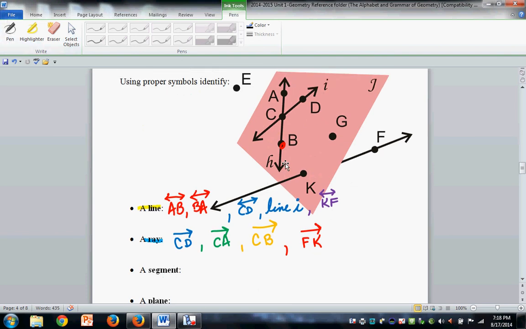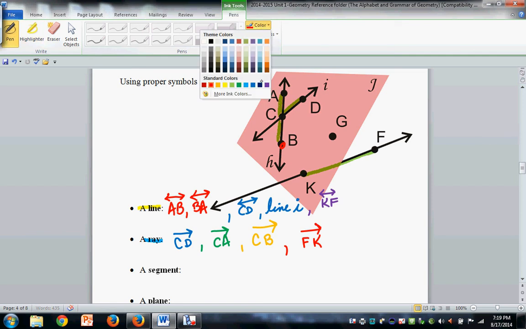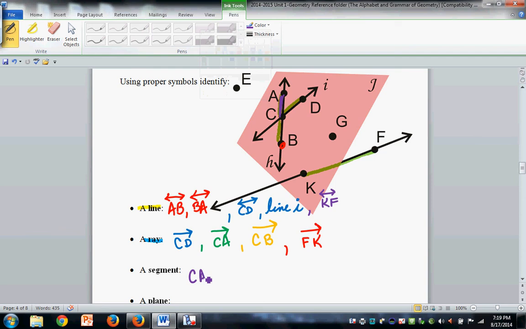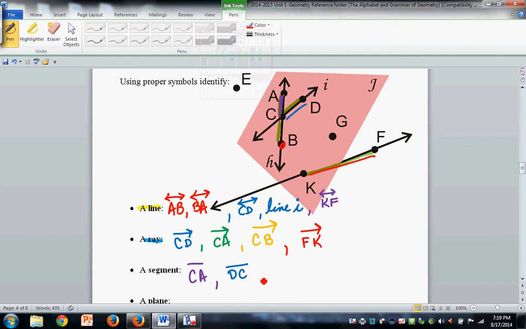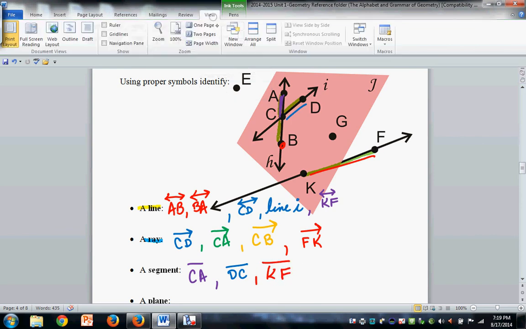A segment is just a piece of a line. So any piece of the line here, CD, AC, CB, all of those are segments, and KF again. How do I distinguish them? You just use 2 letters. CA, notice no arrows. DC, no arrows. KF, no arrows, with the segment line.